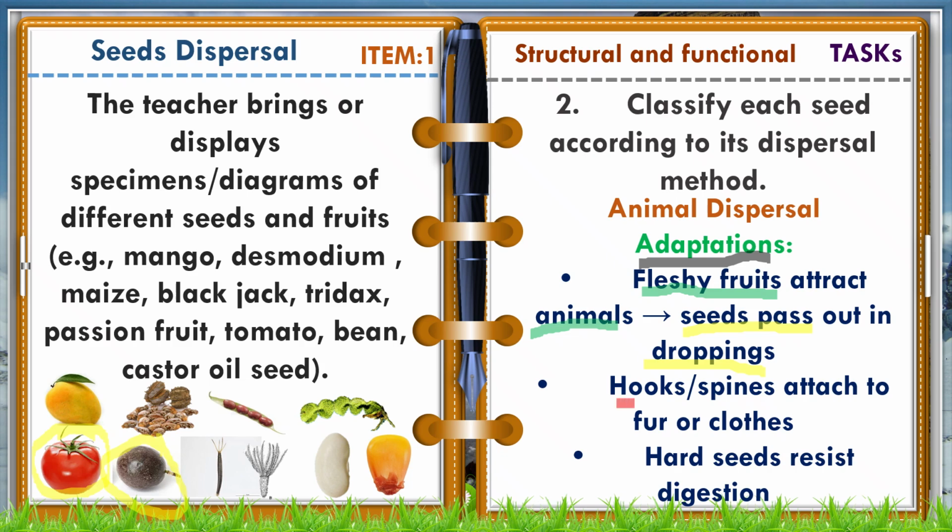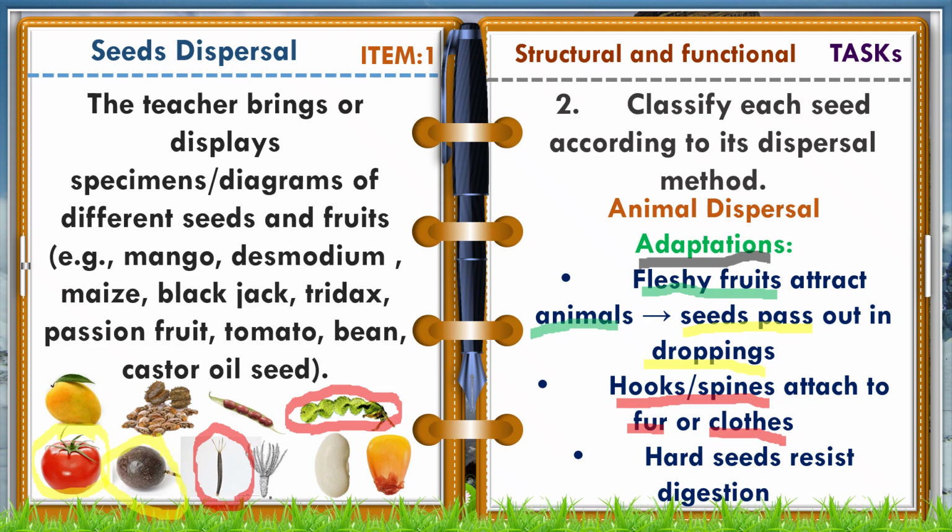Then others have hooks and spines. These attach to fur or clothes. For example, if you look at our Bidens pilosa, blackjack, you look at desmodium, these ones have got hooks and hair-like structures which are going to attach themselves on the clothes, and they will be carried to other areas.